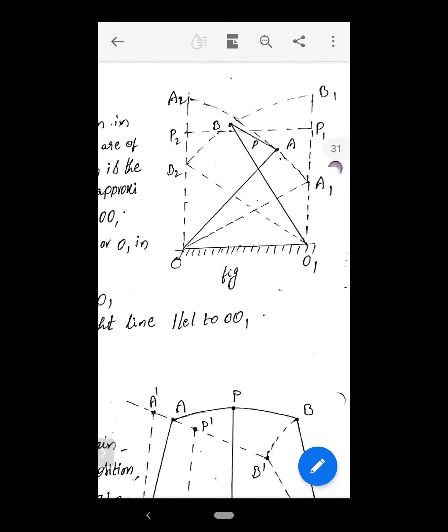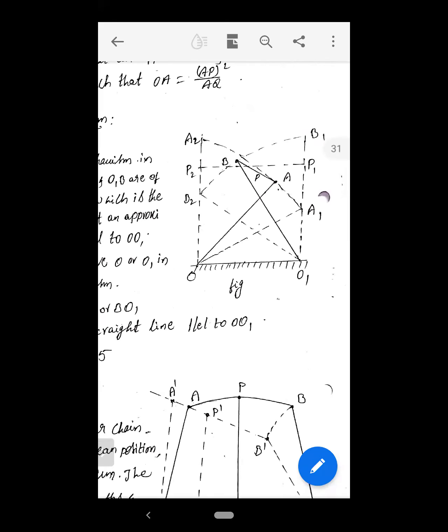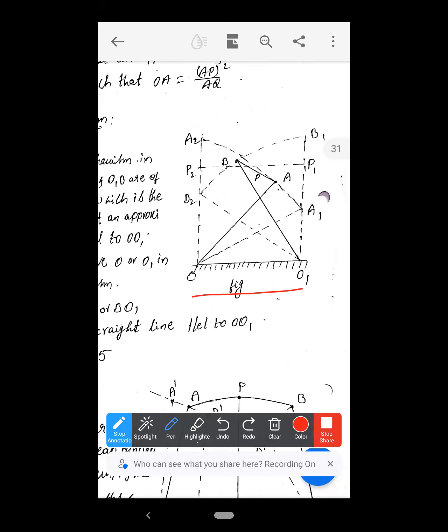So O1 is one, OA is second, AB is third, and O1B is the fourth. So totally four links are used here, and all are acting as turning pairs. O1 is also acting as the fixed link, and OA is acting as the lever. So that lever will make some oscillations.